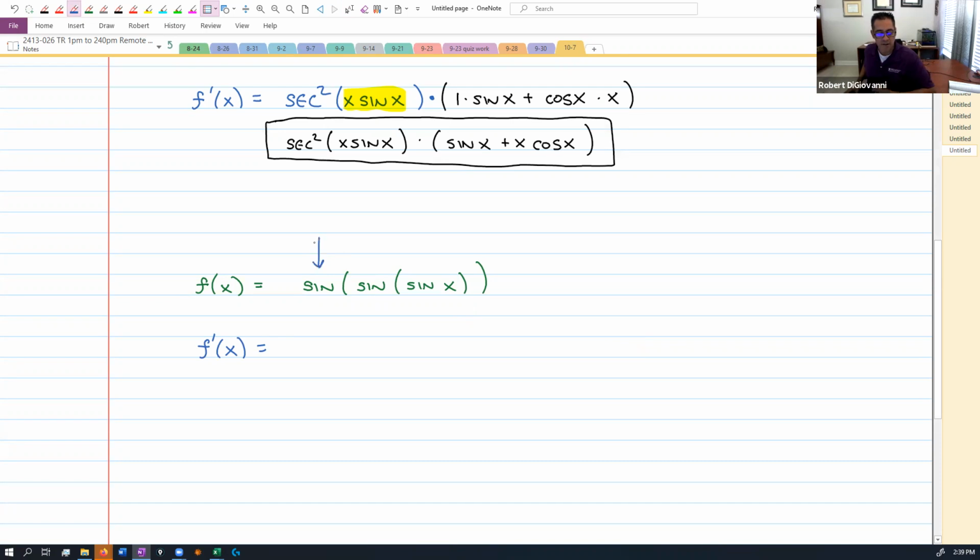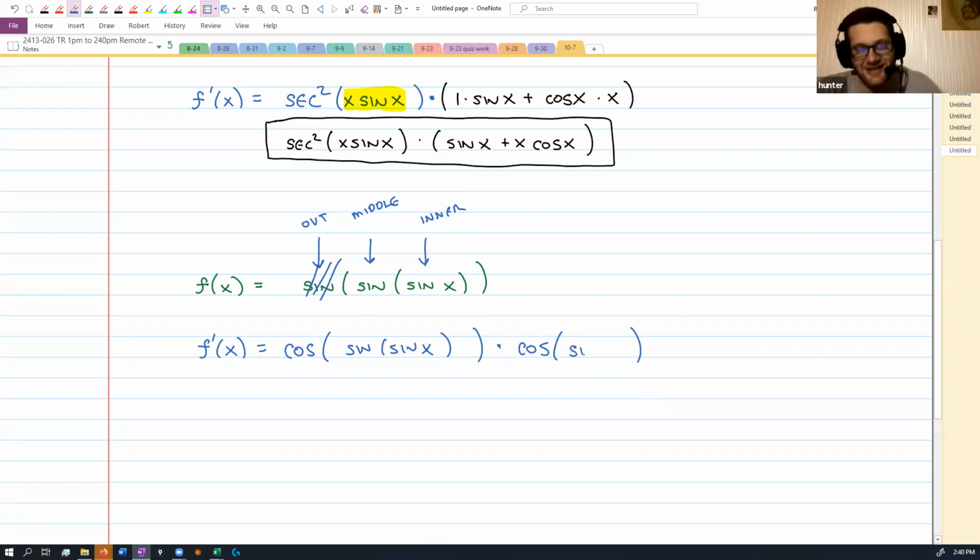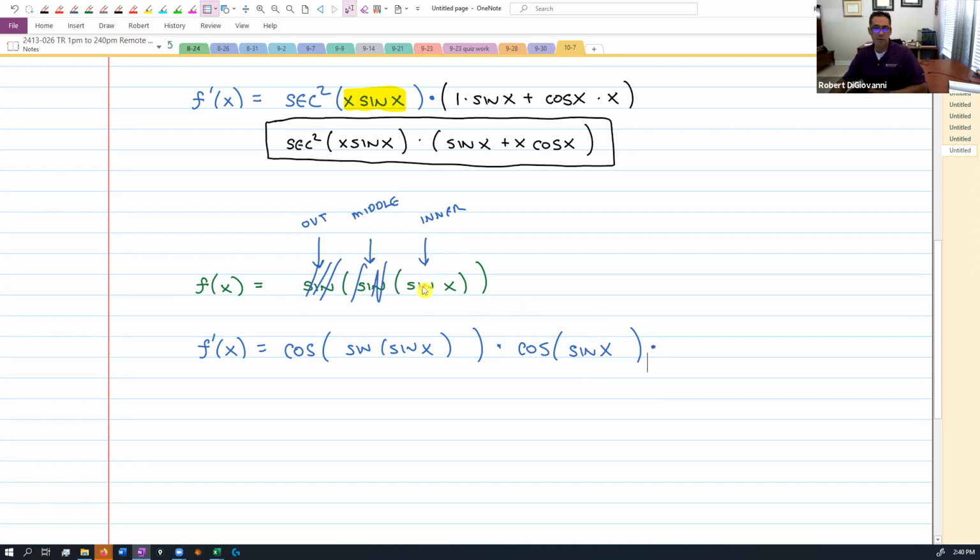So my outer layer is sine. Outer layer, middle layer, inner layer. Out, middle, inner. Start with the outer layer. Derivative of the outer layer is cosine. Cosine of what? Well, the other layers inside of it unchanged. Times, I've done the outer layer. Now I'm moving to the middle layer. The middle layer is sine. What's the derivative of sine? Cosine. Cosine of what? That inner layer untouched. Done with that layer. Move in, times. Now I'm ready for the derivative of the inner layer. Cosine x. There, that's my derivative.